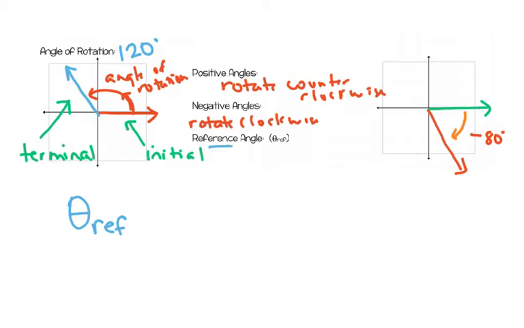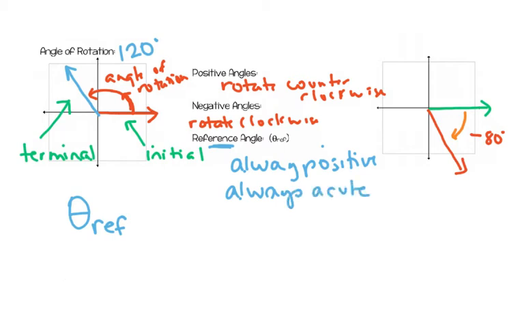When we're talking about a reference angle, there's a couple of things that are always true. It's always going to be a positive angle, meaning we're going counterclockwise with that. Our reference angle will always be acute, so you cannot have a reference angle more than 90 degrees. The reference angle is the angle that the terminal side makes with the x-axis. I didn't say that very well. So it's the angle between the terminal side and the x-axis, and that's what the reference angle is.